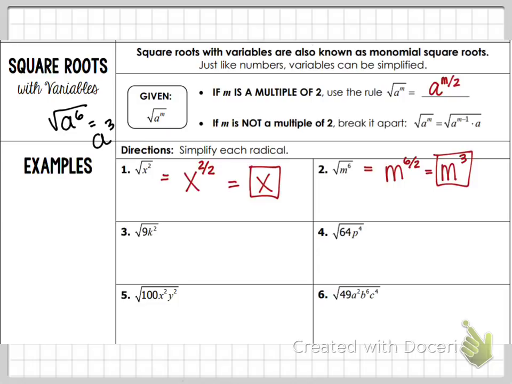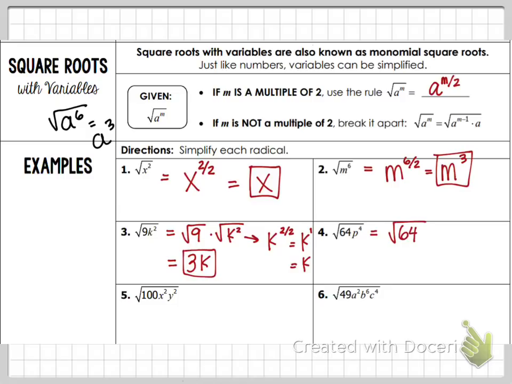If we have a number and a variable, we have to think of them separately. This is like saying the square root of 9 times the square root of k squared. The square root of 9 is 3. If you put that in your calculator, it comes out evenly. And for the square root of k squared, we always divide this number by 2 if it's even. So 2 divided by 2 is 1. The square root of 9 is 3, and the square root of k squared is k, so 3k is our answer.